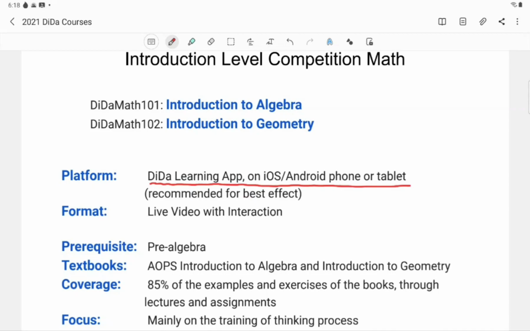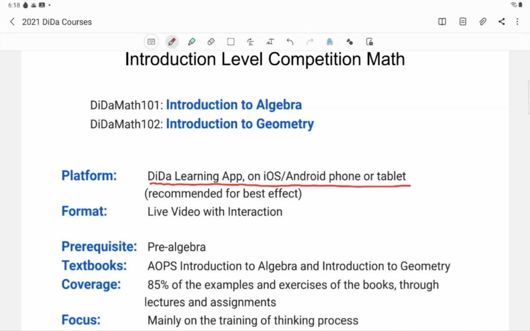Another thing I want to point out is that the format for all the four courses will be live video with interactions. Today, because of time constraint, we may not have as many as I would like, but in the real lessons, just keep in mind that there will be plenty of interactions between me and the students.